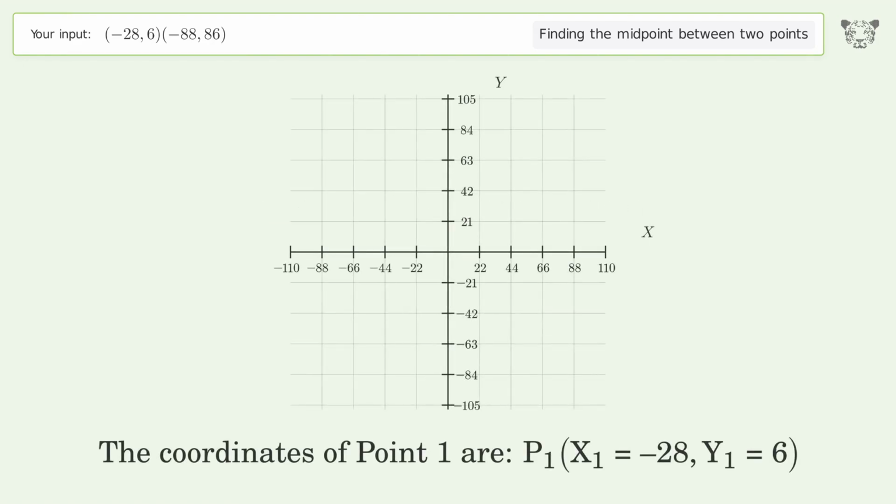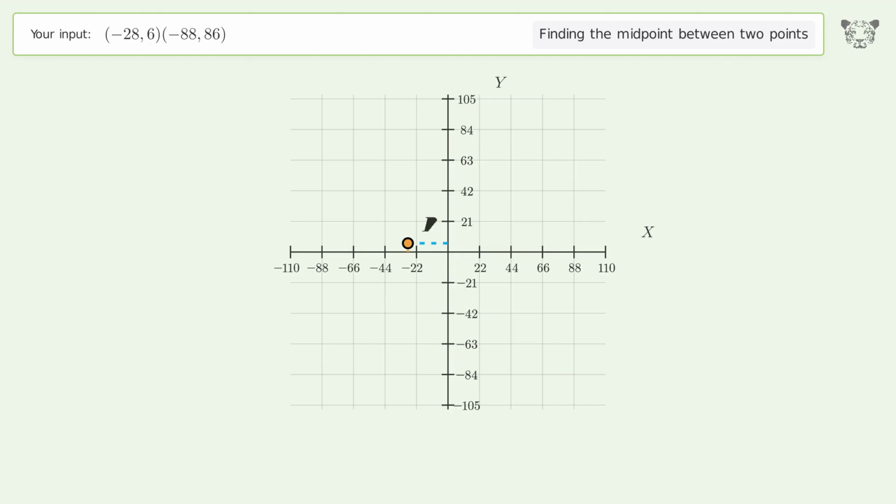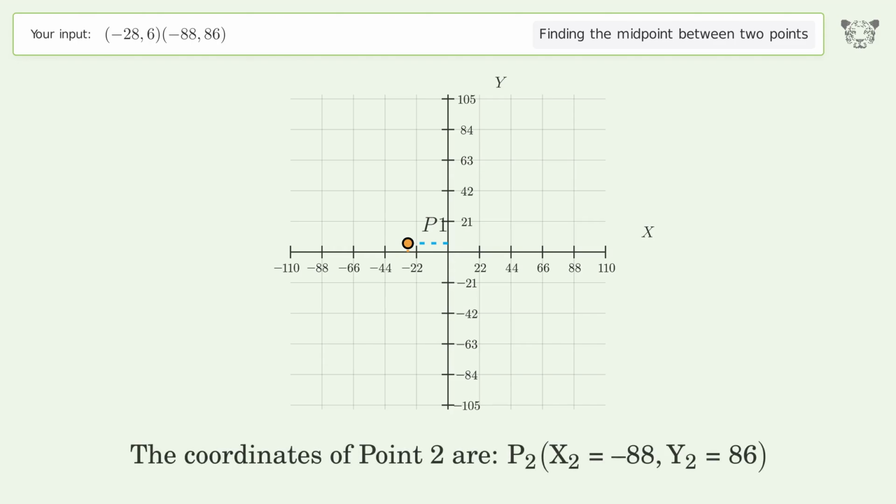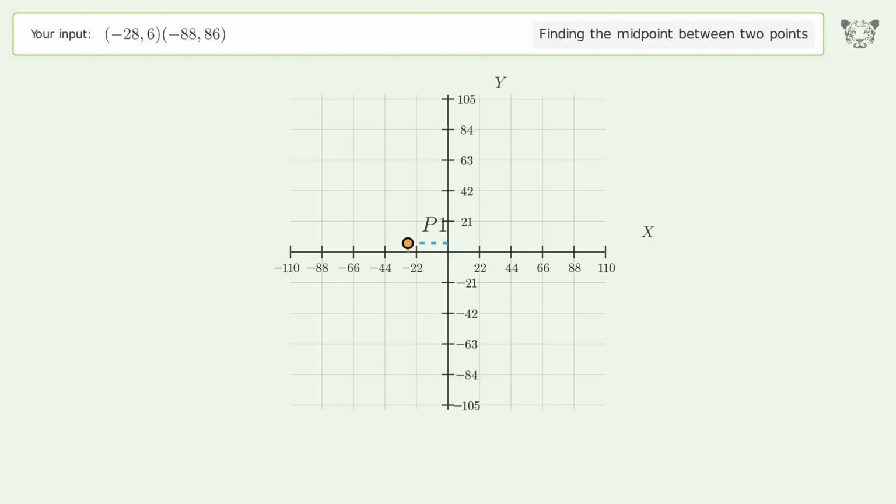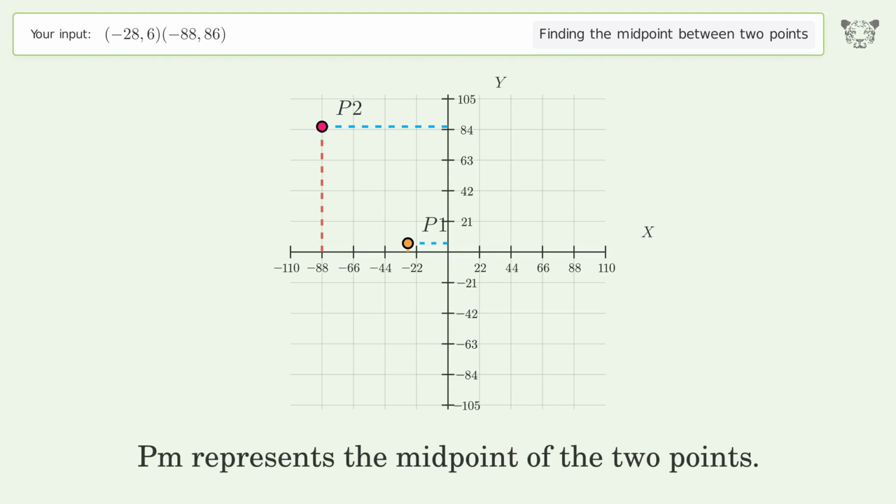The coordinates of point 1 are, x1 equals negative 28, y1 equals 6. The coordinates of point 2 are, x2 equals negative 88, y2 equals 86. PM represents the midpoint of the 2 points.